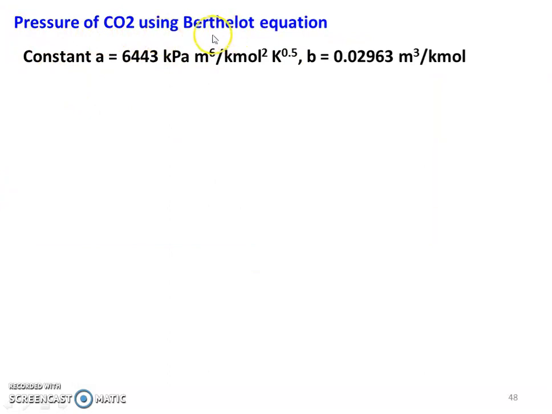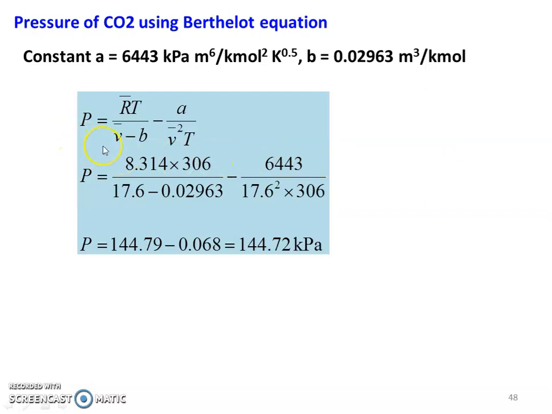Then pressure of CO2 using Berthelot equation. The constants are the same as in the previous equation: A equal to 6443 kilopascal meter power 6 per kilogram mole square Kelvin to the power 0.5 and B equal to 0.02963 meter cube per kilogram mole. So P equal to R bar T divided by V bar minus B, minus A by V bar square into T. Substituting all the constants, R bar 8.314 into 306 divided by 17.6 minus 0.02963, minus A equal to 6443 divided by 17.6 square into 306.